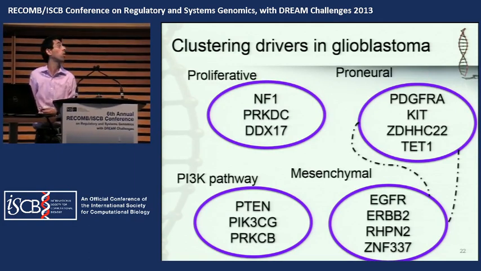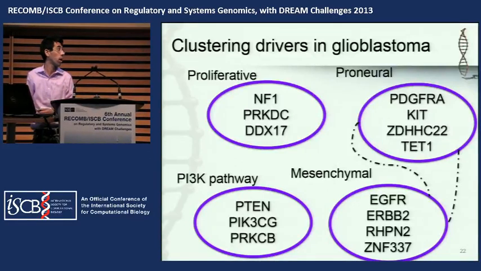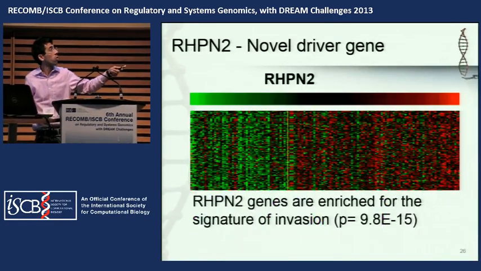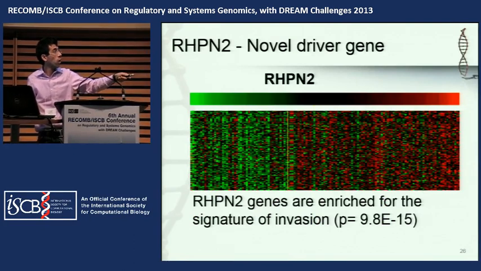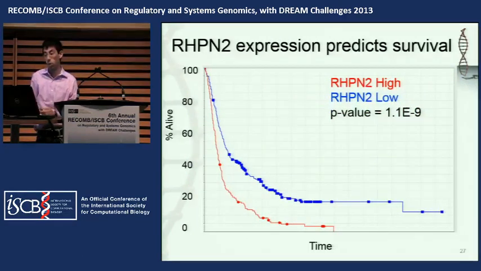Now, so far I didn't just discover existing drivers. We also focused on one gene, RHPN2, a novel driver gene. Here are the target genes. They're enriched very much for the mesenchymal signature, which represents invasion and generally has the worst clinical phenotype. We can also see this represented when we look at clinical data from the patients, where high RHPN2 leads to low survival, and low RHPN2 leads to high survival.